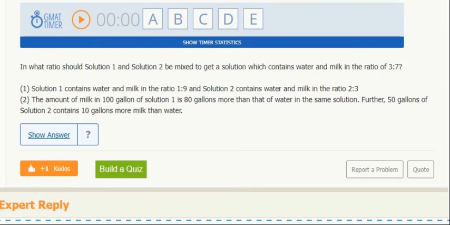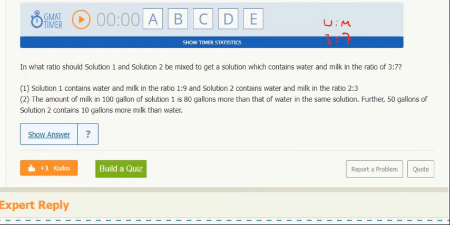It's a classic mixture situation, water to milk, 3 to 7, we want that ratio. It doesn't matter what the actual amounts would be unless they tell us the ratio of one to the other. It could be any proportion of that, 6 to 14, whatever.